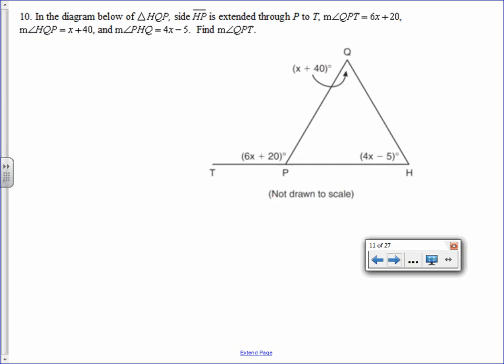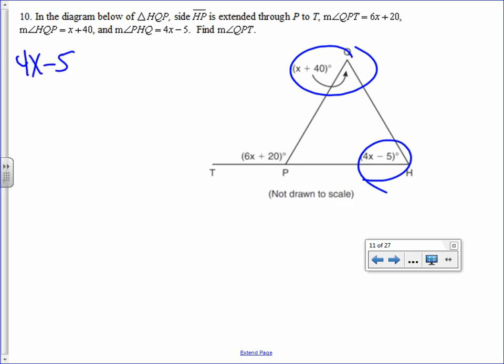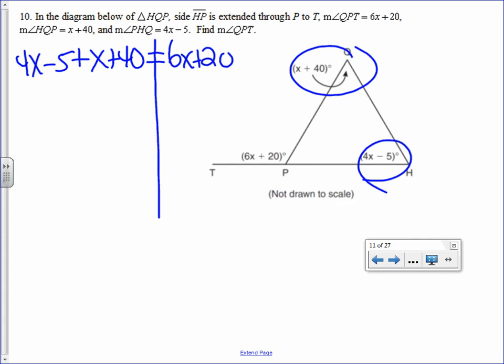Number 10, we have everything labeled for us. Again, we know the two non-adjacent interior angles must add to equal the exterior angle. So, 4x minus 5 plus x plus 40 must equal 6x plus 20. From here, we solve the equation.